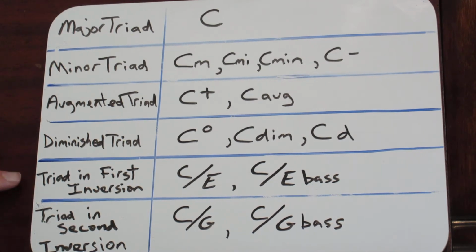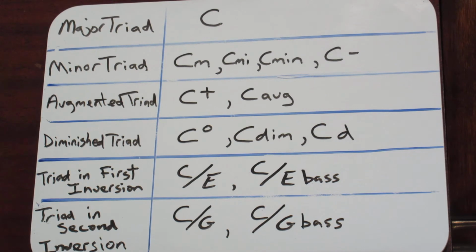Now, we talked about inversions of triads. In other words, we talked about a first inversion triad being a triad where the third of the chord is in the bass.